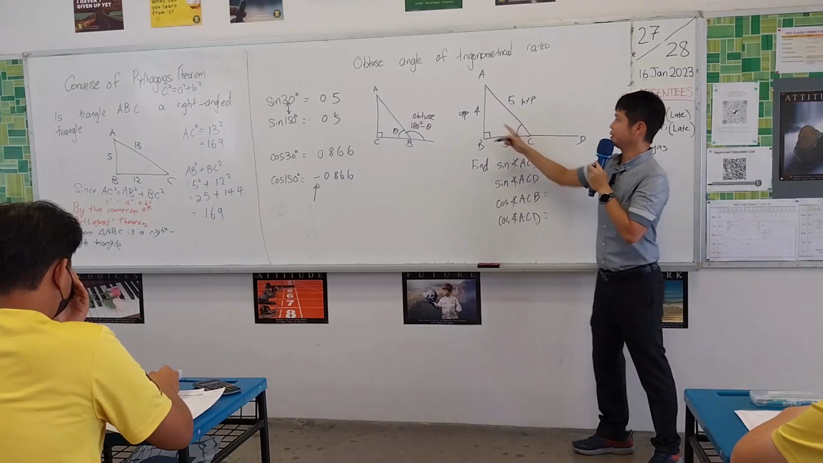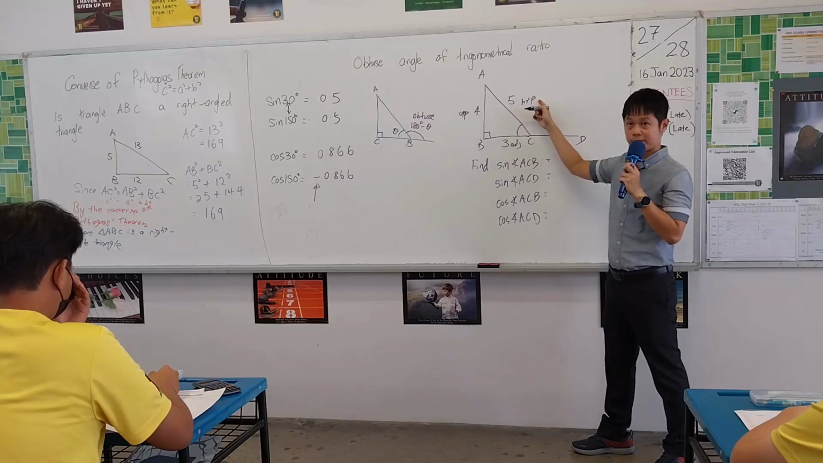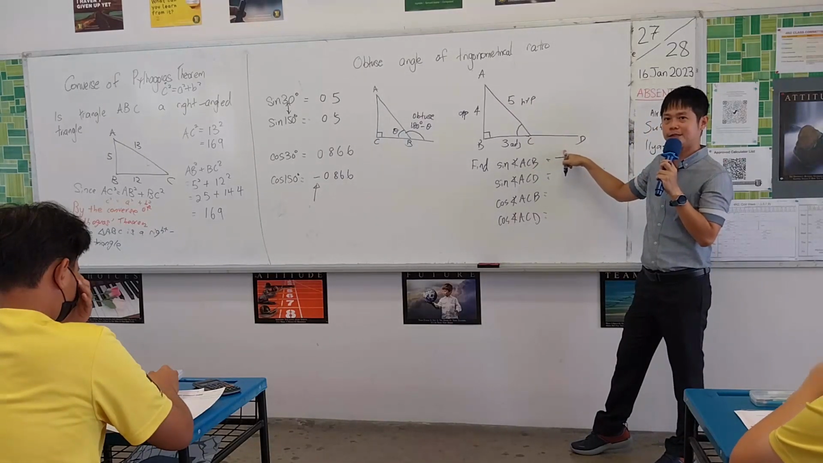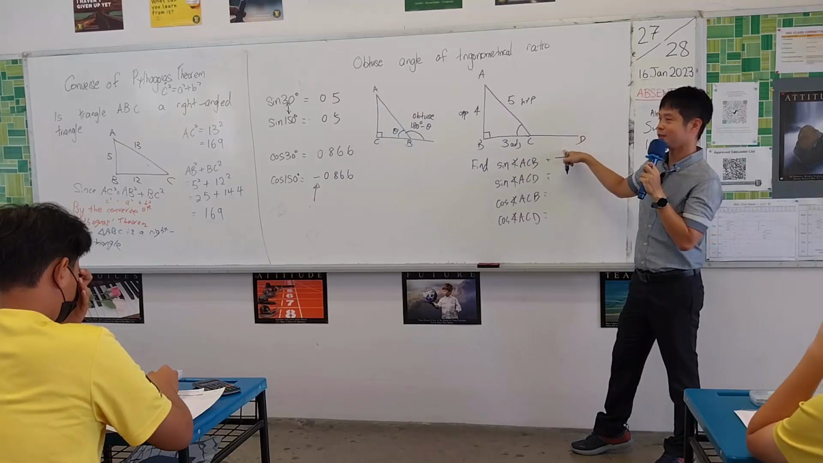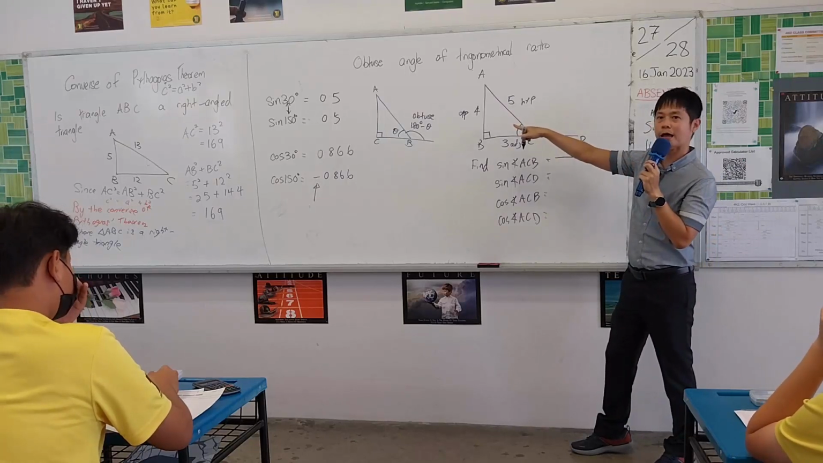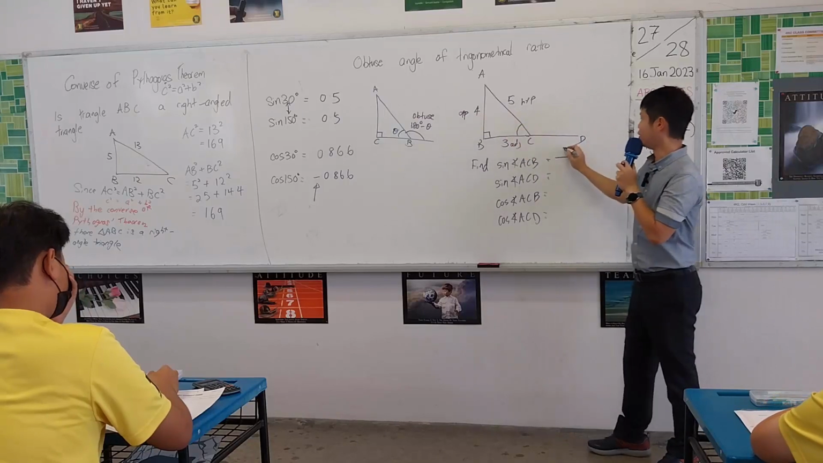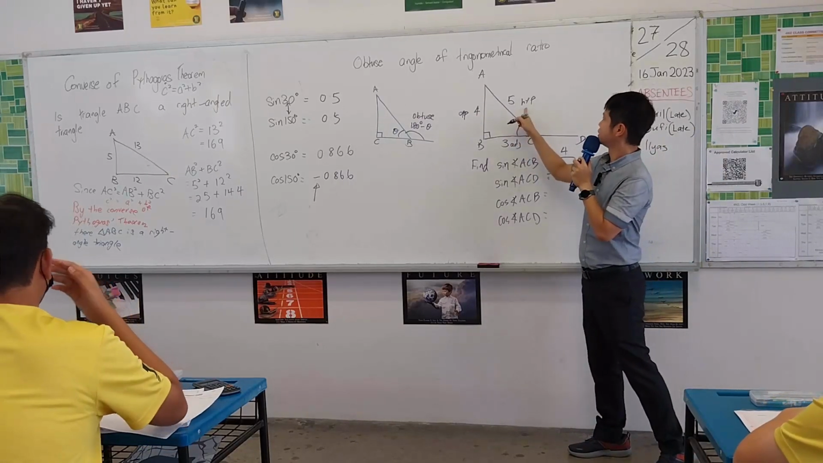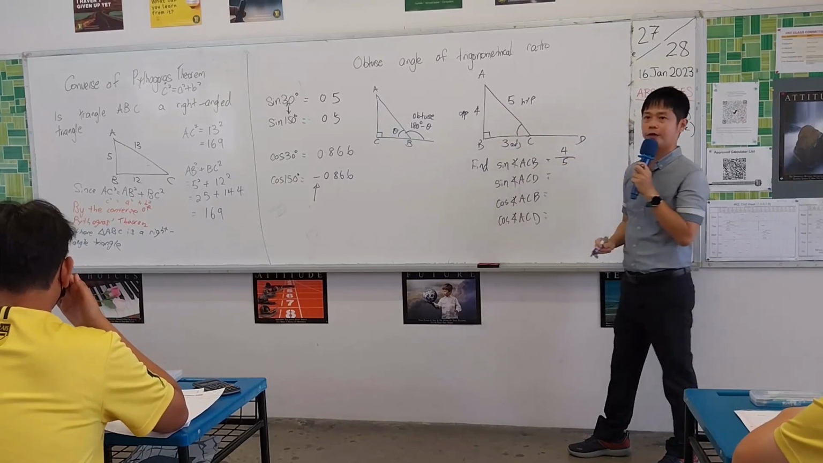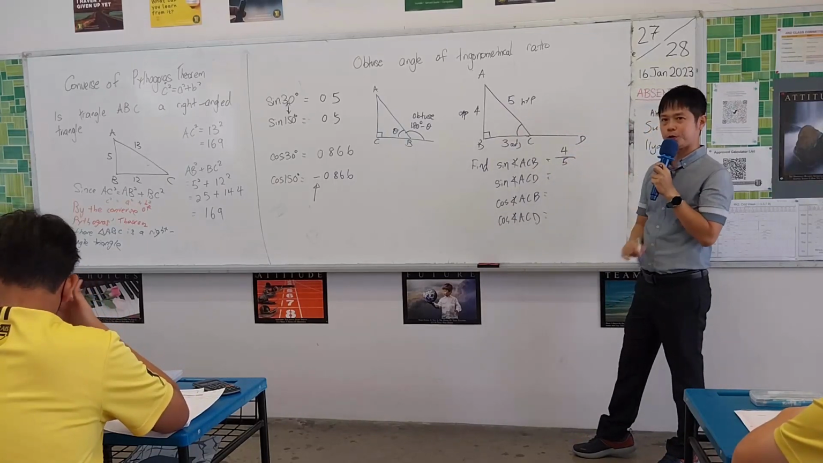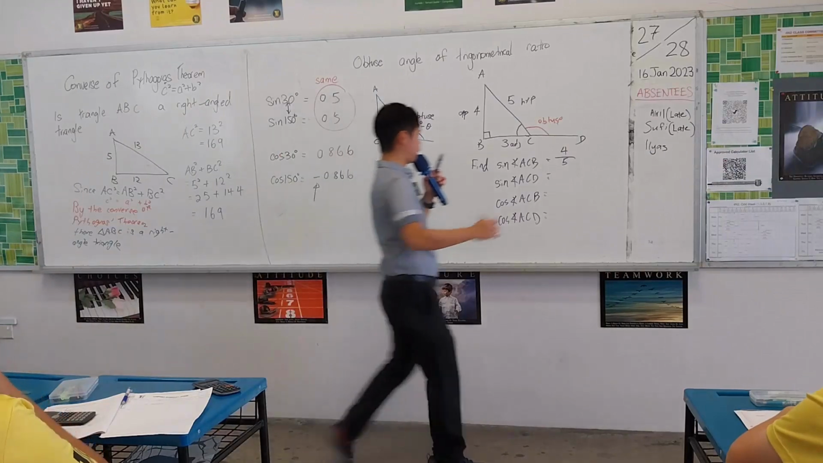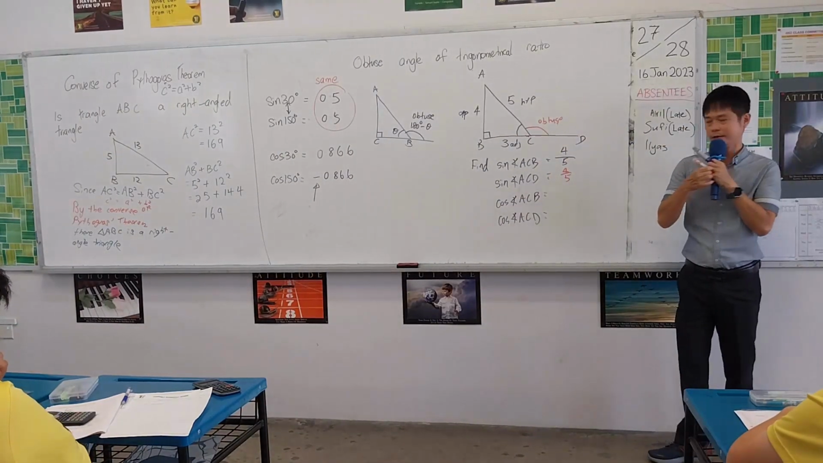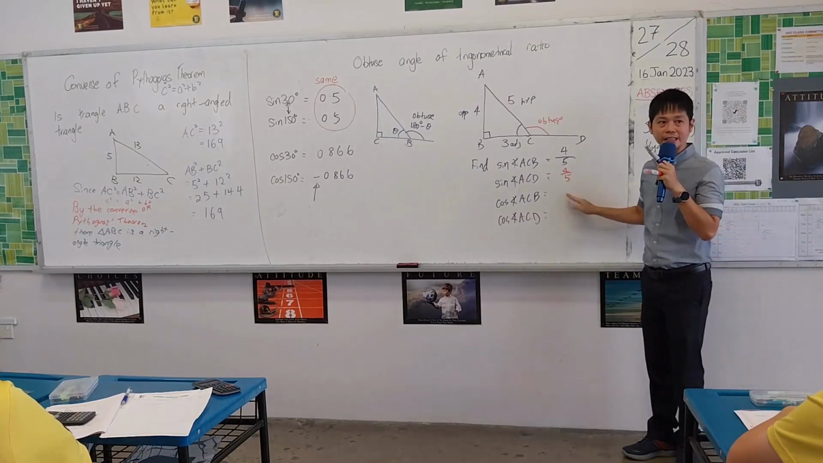For sine, I'm using opposite and hypotenuse. So what is the fraction here? What's the number for opposite? I will have opposite as 4, and for hypotenuse, I will have 5. Now, can you do the other three? Yes, the answer is 4/5.